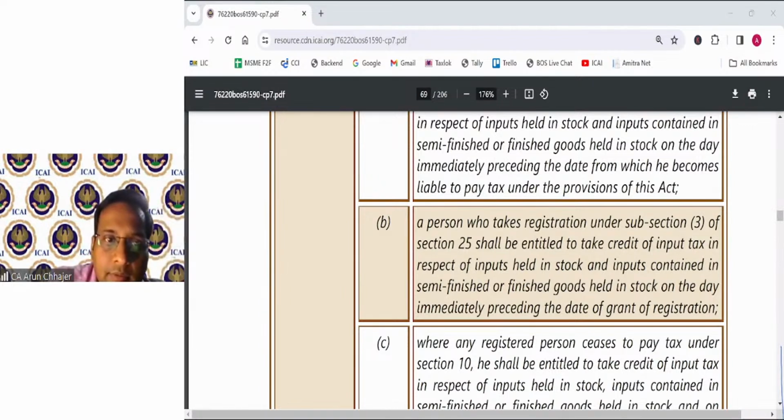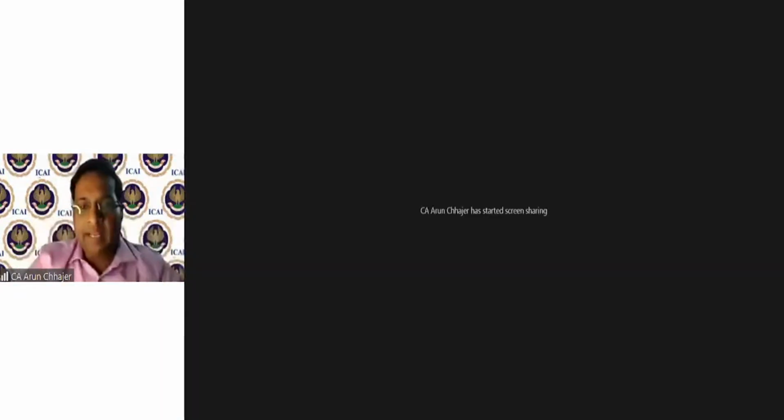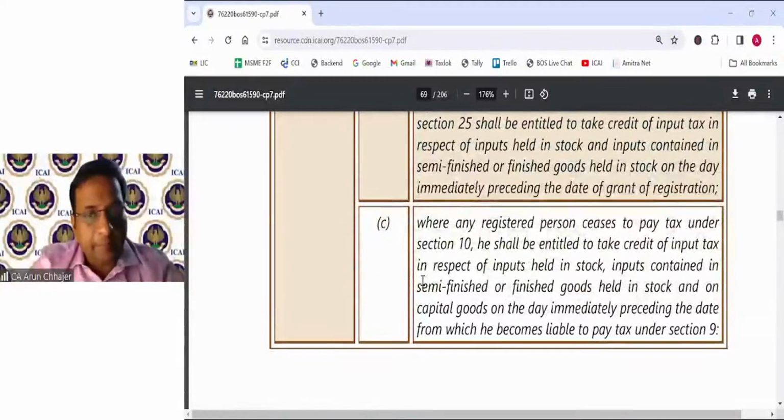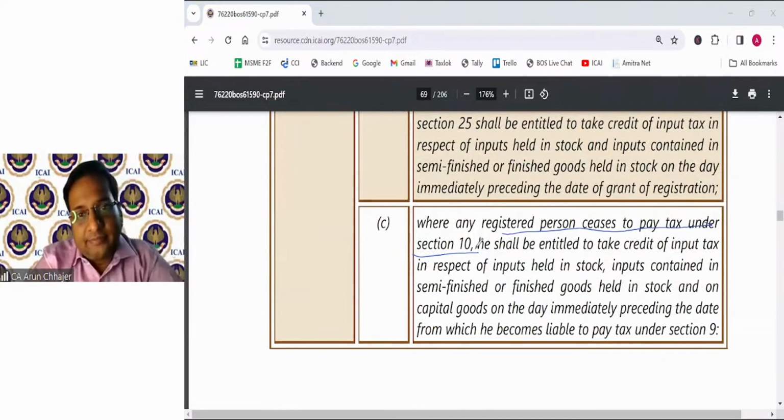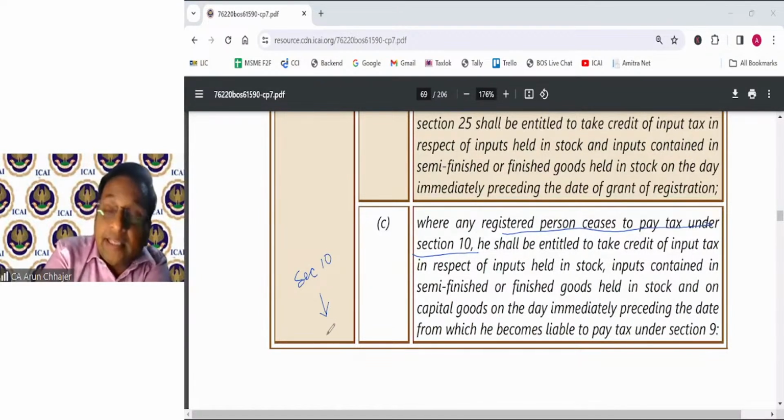So let me go back to the provision. Where any registered person ceases to pay the tax under section 10, it means section 10 is the composition levy. When he ceased to pay the tax, it means he has switched to section 9. What is section 9? Regular category of registration.